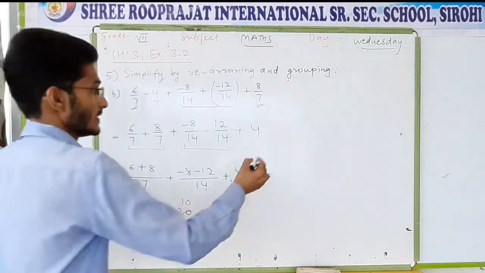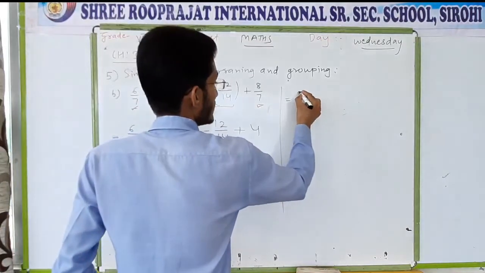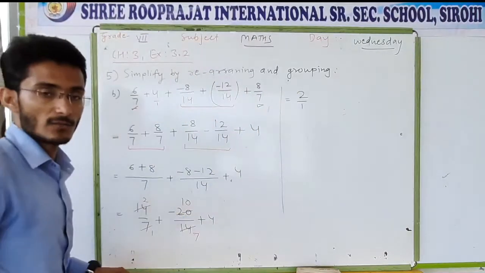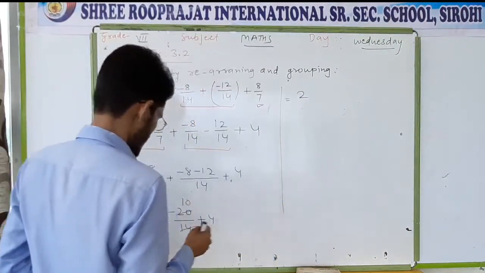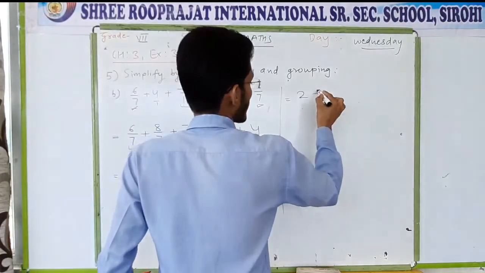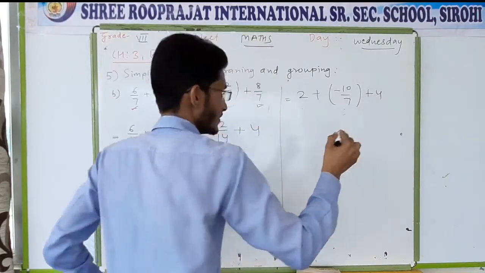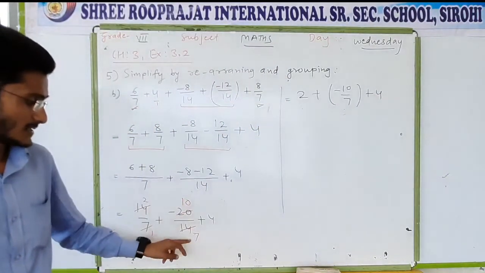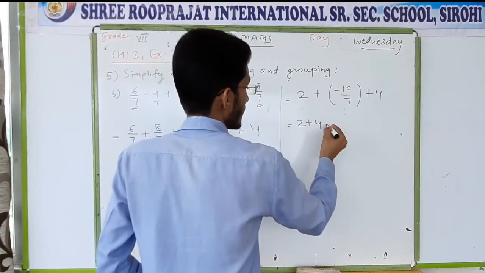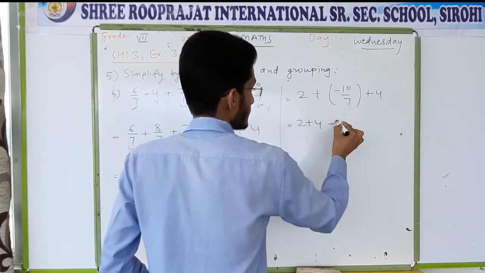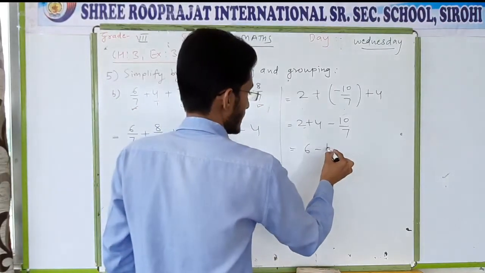So now, next step, you are getting here only 2. 2 by 1, that means only 2. If you want to write 2 by 1, you can, or even you can write only 2. Next one, it is a plus, and it is a minus 10 by 7 plus 4. Here is a 10, here is a 7. So if we add a 2 plus 4, and last one is a plus minus, we will get a minus 10 by 7. So 2 plus 4, you will get a 6, and last one is a 10 by 7.